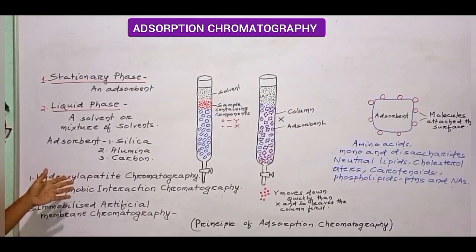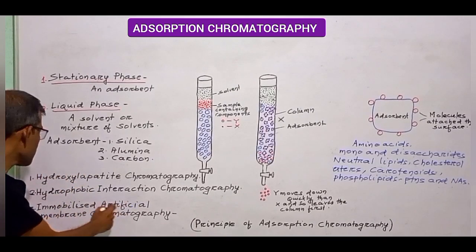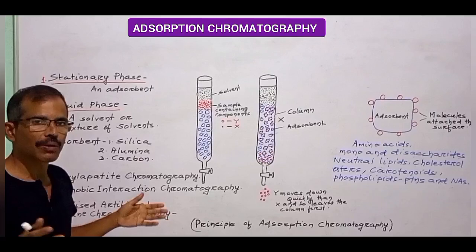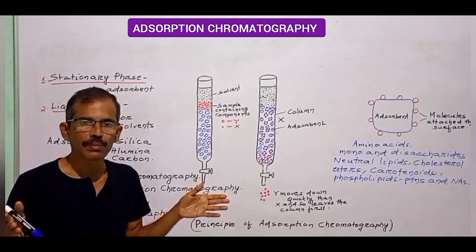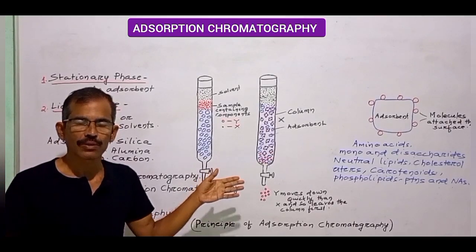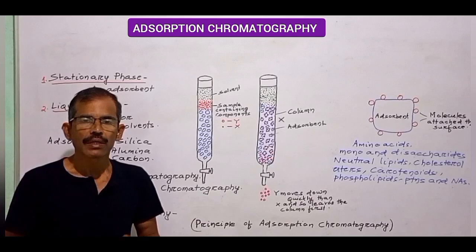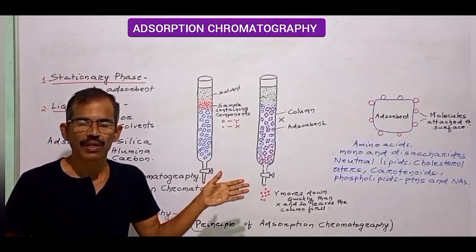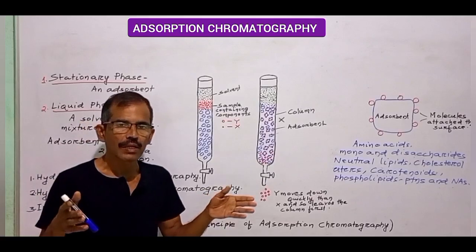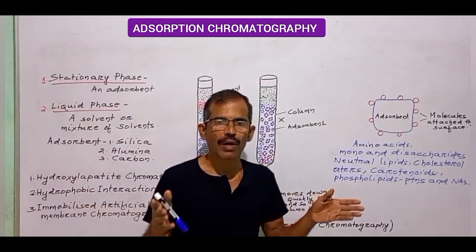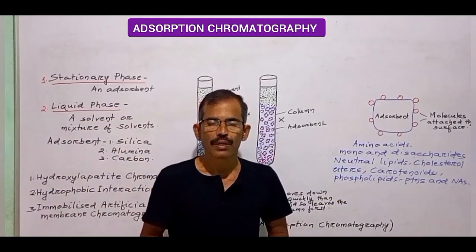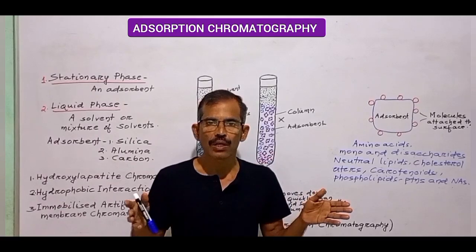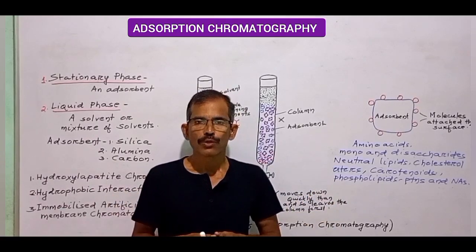Another related technique is immobilized artificial membrane chromatography that resembles hydrophobic interaction chromatography. It uses a phosphatidylcholine-based stationary phase. This technique is widely used in pharmaceutical industries to study the ability of candidate drugs to be absorbed and distributed.